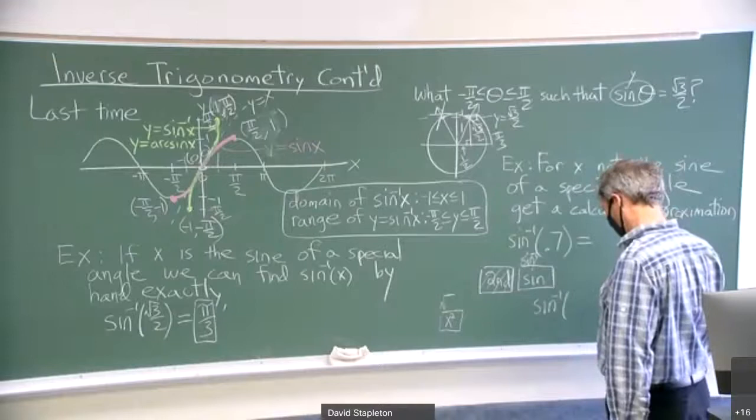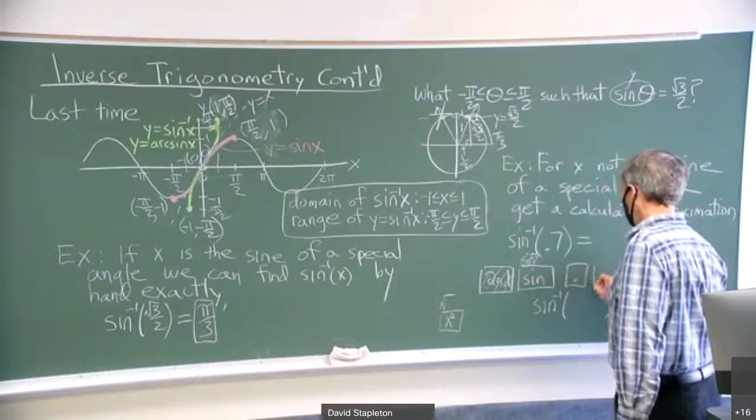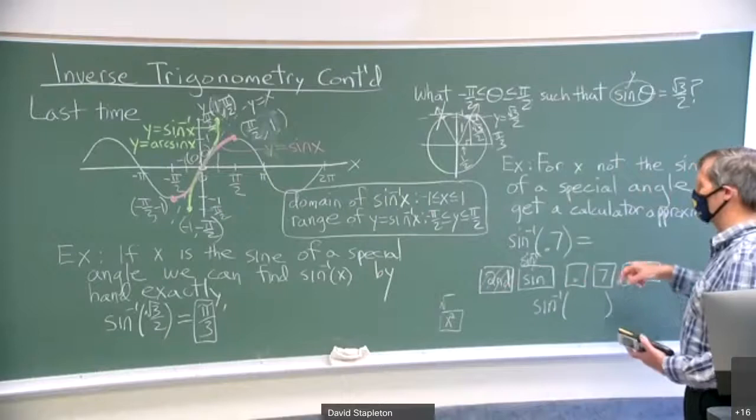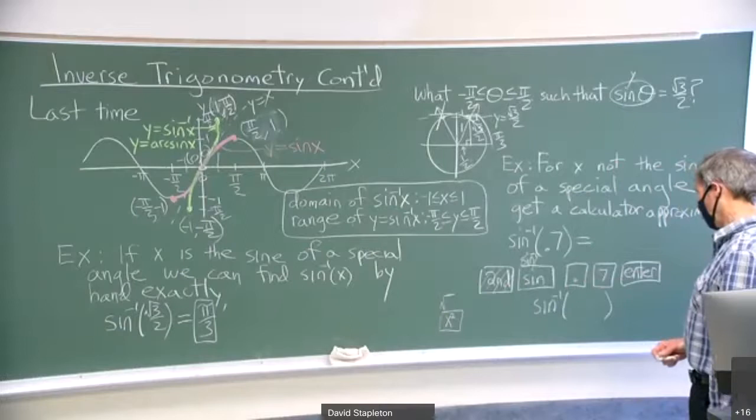Second sine, 0.7, close parentheses if necessary, enter. This old TI actually only inserts one parenthesis, but if you push enter, it automatically closes all parentheses, so it works for this. Here's all the key things you need, and what do we get out of that?